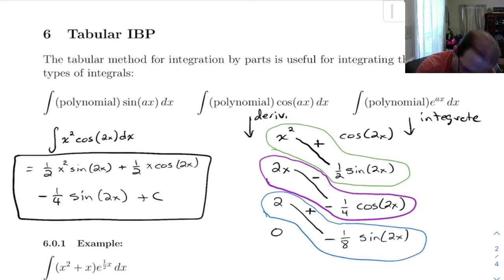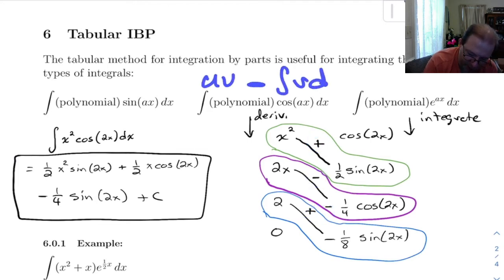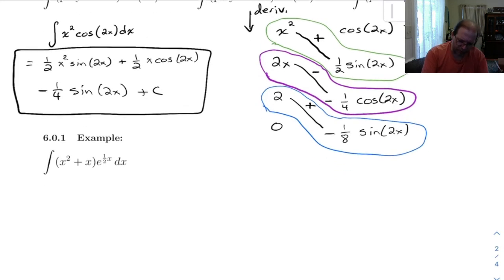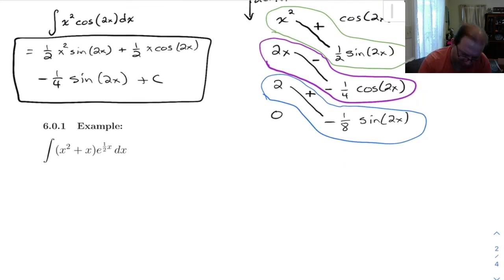Now the reason this works is if you go through and you compare this to integration by parts, this is like our u's and dv's, and the reason for the alternating sign here is because of the minus between uv minus integral v du. So that's the general technique. Let's see, I've got 2 examples here. Let's do one example right now.